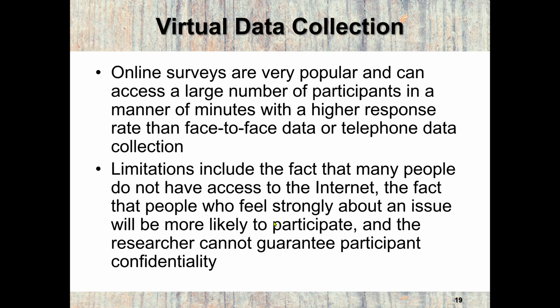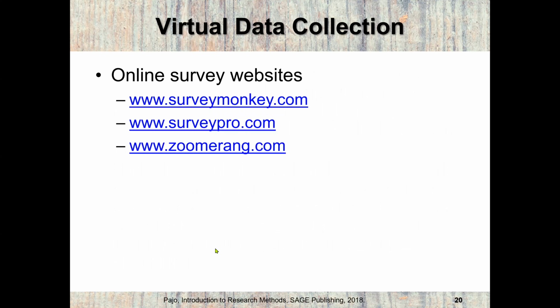Another limitation is that people who feel strongly about an issue will be more likely to participate, and the researcher cannot guarantee participant confidentiality. But again, online is one of the common ways of doing surveys now. These are some of the websites. SurveyMonkey is very, very popular, very common. We can also use surveypro.com or zoomerank.com. These are online survey websites where you can generate your own survey through their website.